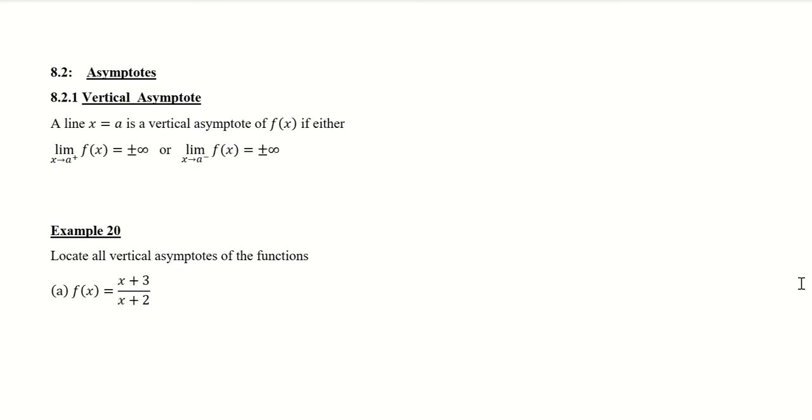Before that, an asymptote is a line that appears in the graph but does not exist. Asymptote ni dia ada dalam graph tapi dia tak wujud. For example, for the reciprocal function, f(x) equals 1 over x, we know that the graph is something like this, and it has both asymptotes.